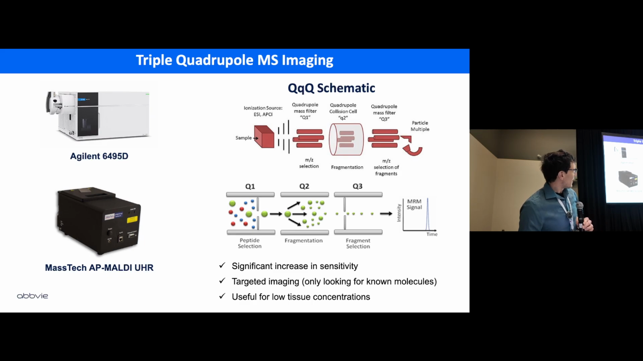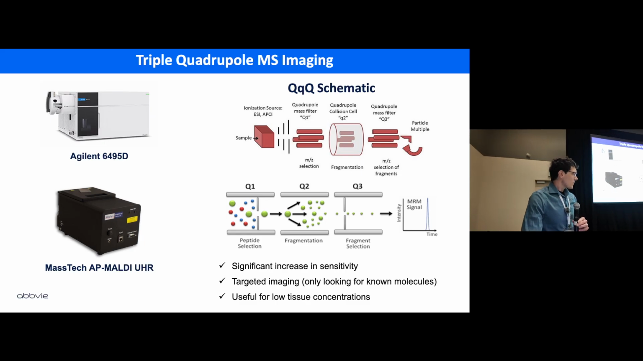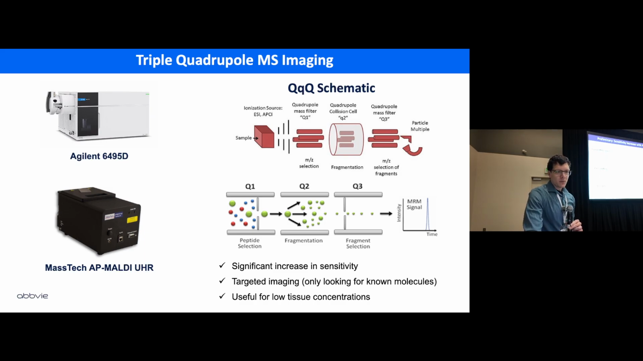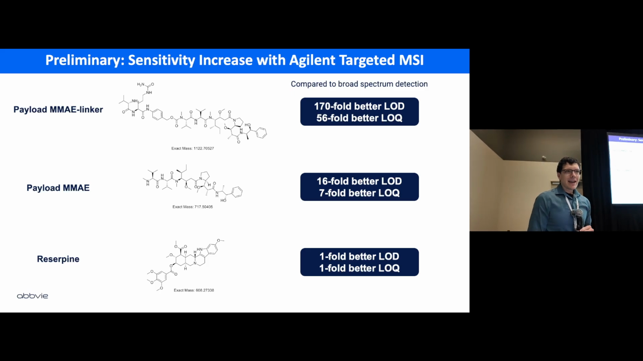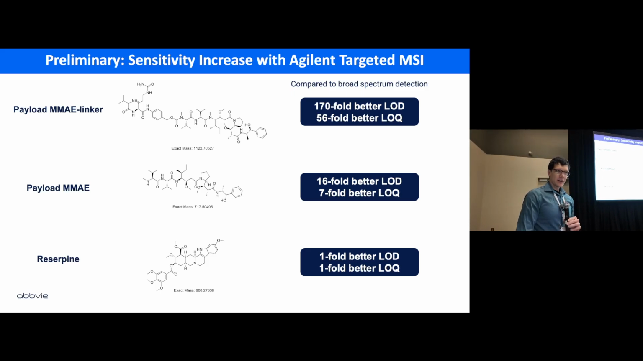So Professor Patty showed off everything you need to know about triple quads and why we were moving to this fragment selection. But that removal of noise is really what we're looking for to improve our sensitivity. And what that looks like in practice is that whenever we move from a timsTOF Flex, doing a quick image analysis, if I'm looking at MMAE, which is a drug that is often attached to antibodies, the drug plus the linker, I can get up to 170-fold better limits of detection by using a targeted imaging platform. If I'm looking at just MMAE itself, I can still get 16-fold better limits of detection.